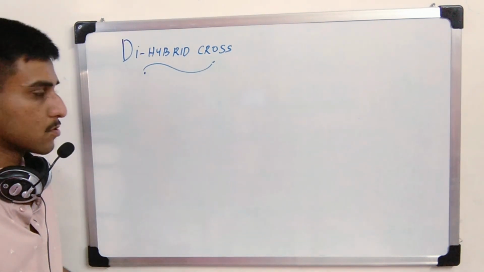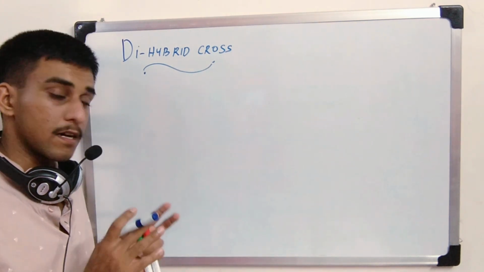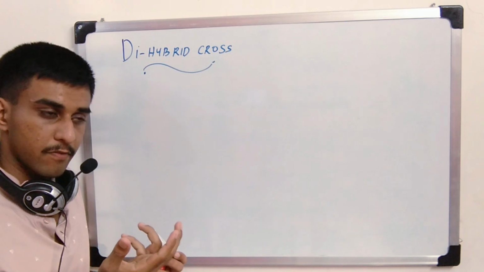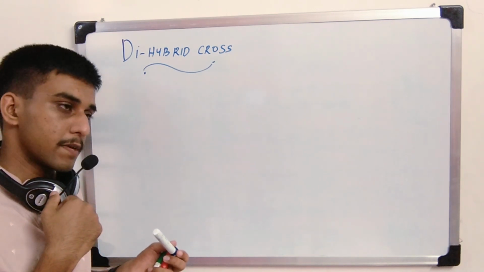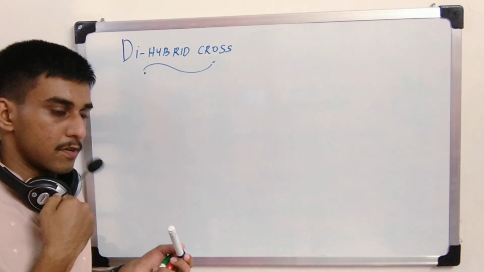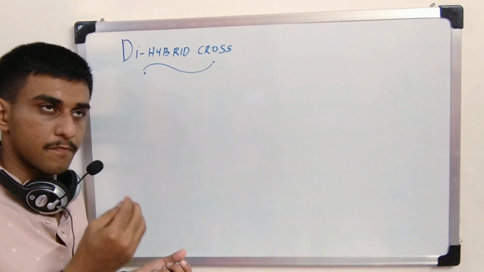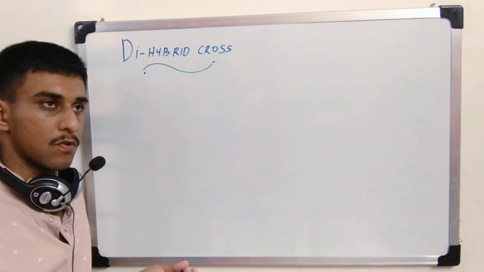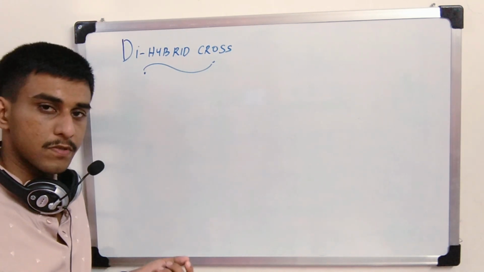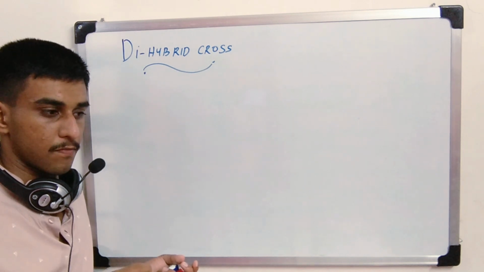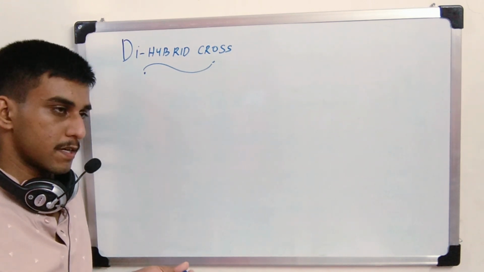Also we have dealt with the results from the monohybrid cross. What were the results from the monohybrid cross? We know the phenotypic ratio and genotypic ratio, right? The genotypic ratio is 1:2:1, and the phenotypic ratio is 3:1. 3:1 means 3 tall and 1 dwarf.